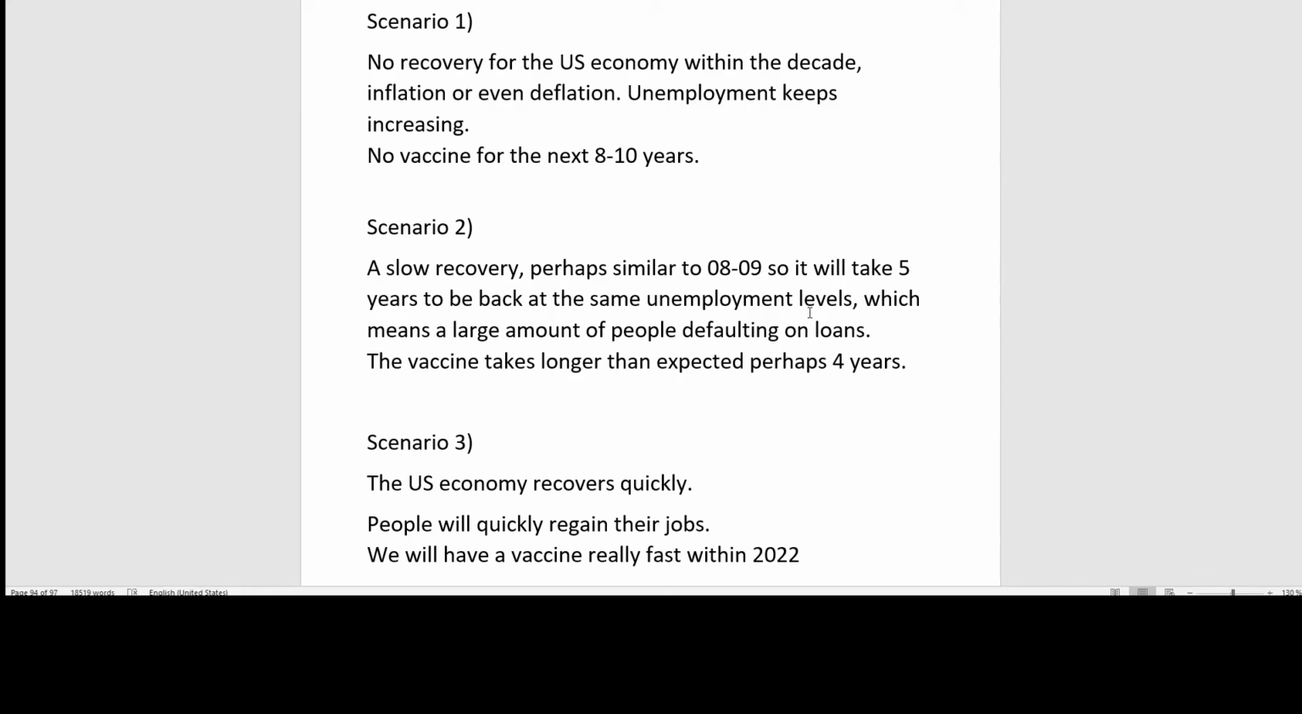If we then take scenario number 2, we will have a slower recovery, perhaps similar to what we saw in 08 and 09, so it will take 5 years to get back to the same unemployment level, which will mean a large number of people defaulting on their loans. It will take longer than expected to have a vaccine which will be mass produced and spread across the entire world. If we then have scenario number 3, which is the most positive one, the US economy will recover quickly, people will quickly regain their jobs, and we will have a vaccine really fast, within 2022.